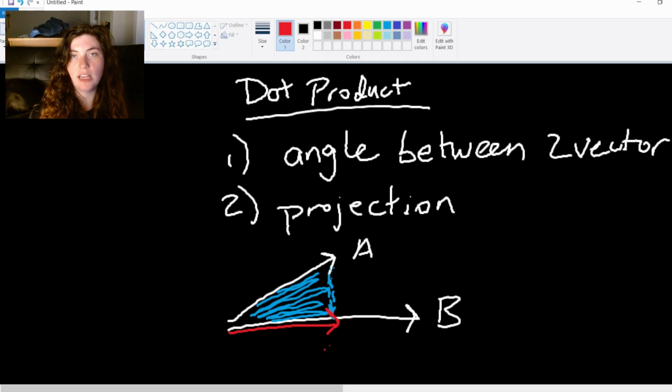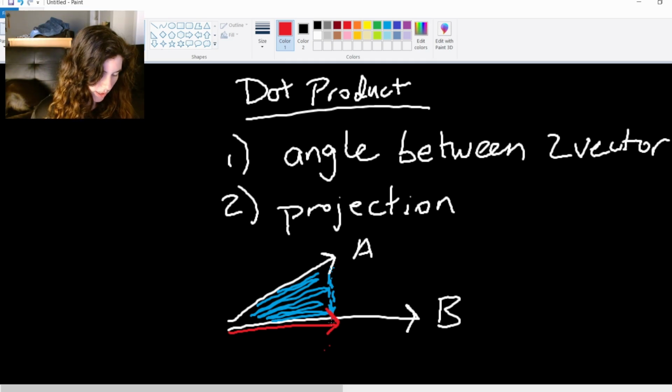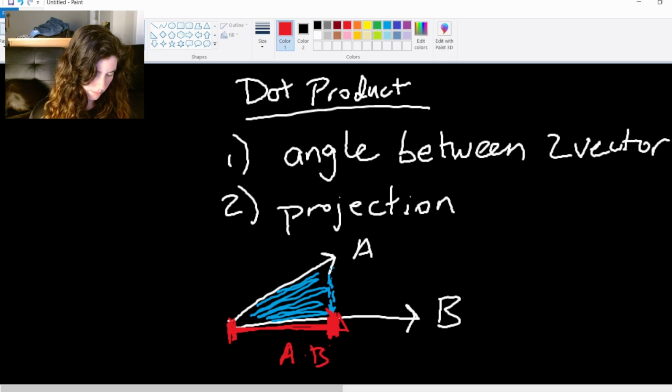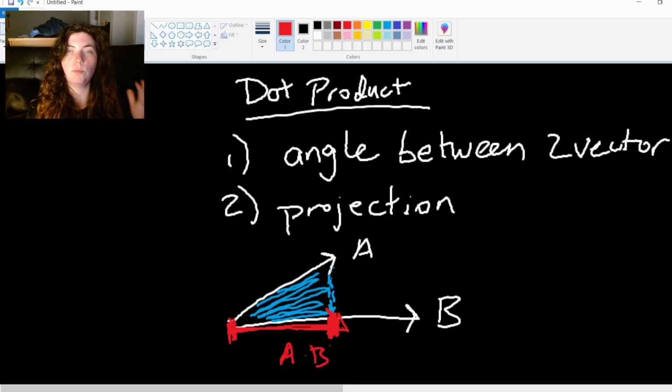And remember, it's a scalar value. It's not actually giving you a vector. It's giving you this distance length here. This is the value that it gives you, the dot product, when you do A dot B. It's giving you this distance length. The projection of A, what proportion of A is hitting B.